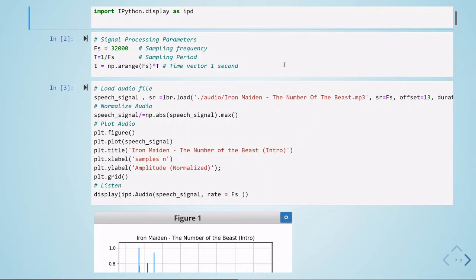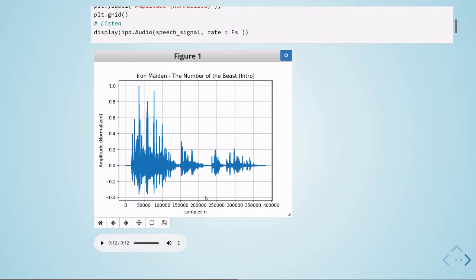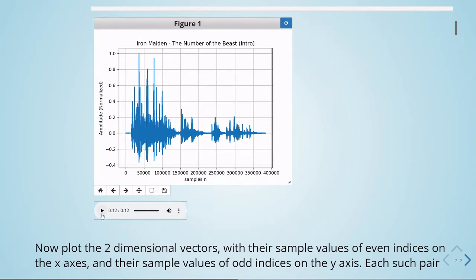So the first signal we are going to use is the classic The Number of the Beast introduction from Iron Maiden. So I'm loading it using librosa, then we're normalizing. I want to have the signals from -1 to 1. Then we're plotting here so we can see this is what it looks like, and let's listen to it.